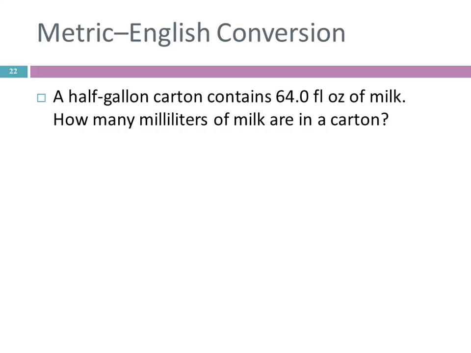A half-gallon carton contains 64.0 fluid ounces of milk. How many milliliters of milk are in a carton? What unit are they asking for? Milliliters. And what unit do they give us? Fluid ounces. 64.0 fluid ounces. Because there's also weight ounces. And those are different.